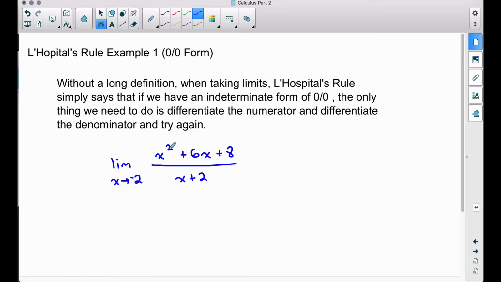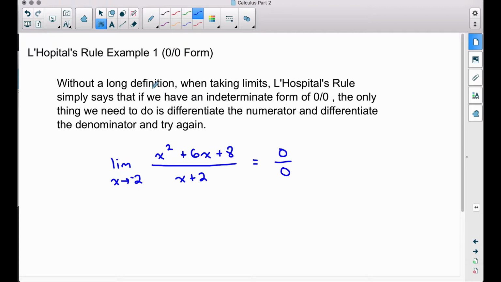Negative 2 squared, that's going to be 4, minus 12 when you substitute negative 2 into here. 4 minus 12 is negative 8, plus 8 we get 0 up top. At the bottom, negative 2 plus 2 we get 0. This is the 0 over 0 form that we're referring to up here.